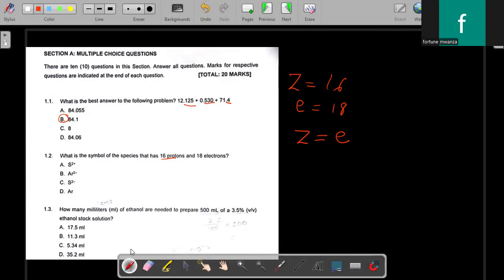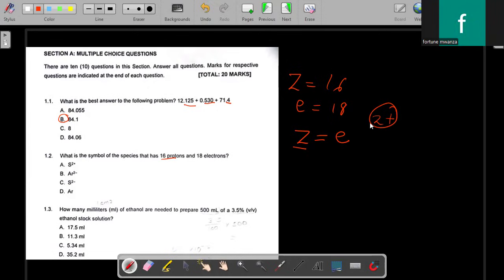Now this element will try to gain stability by either losing or gaining electrons. The electrons are the ones which are going to take part in the chemical reaction, because they are the ones involved with the gaining or losing for a chemical reaction to happen. But the Z number remains unchanged. Here we have a proton number of 16, then the electron number is 18. So this species has gained 2 more electrons.